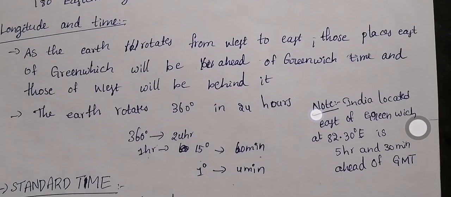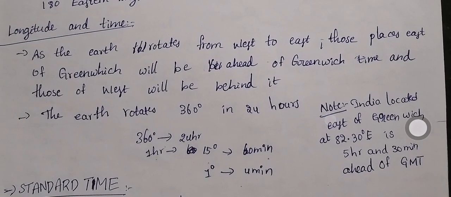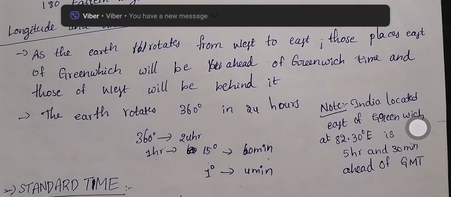Next topic, longitude and time. How can you calculate the time with the longitudes? As the earth rotates from west to east, the places which are east of Greenwich will be ahead of Greenwich, that means they are ahead in time. The countries which are west of Greenwich are behind in time.